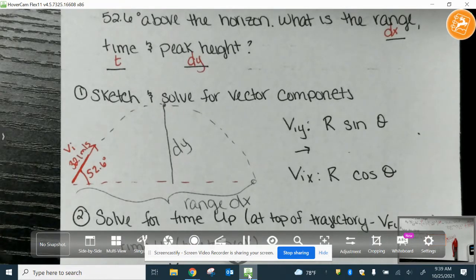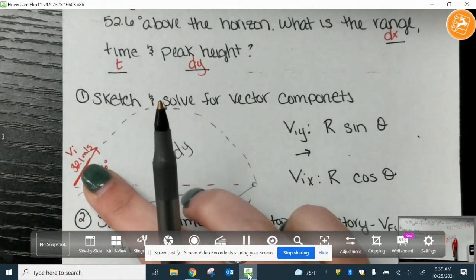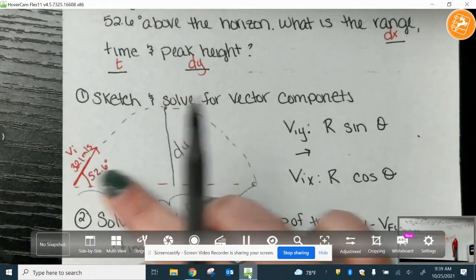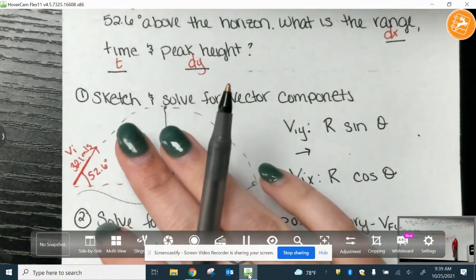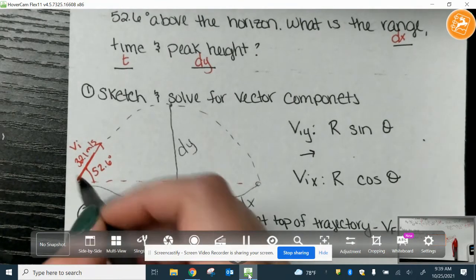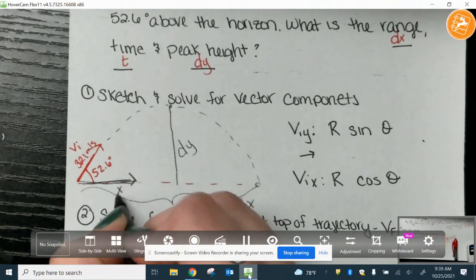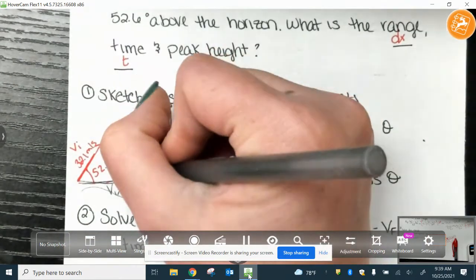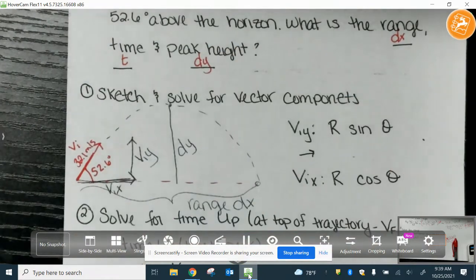Now, my initial velocity is 32.1 meters per second, but that velocity has both x components, which is that side, and y components, which are up and down. We don't want those together. We want to separate those out. So we're going to show our vectors. So my x vector would be like this. And my y vector would be like that.